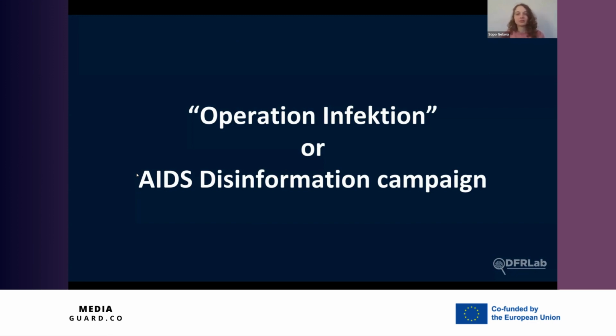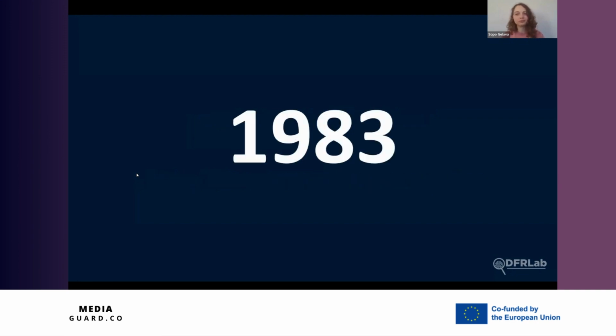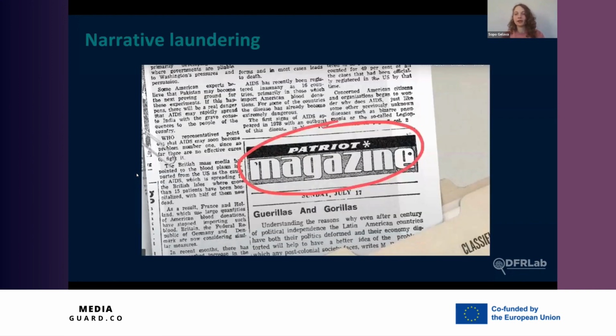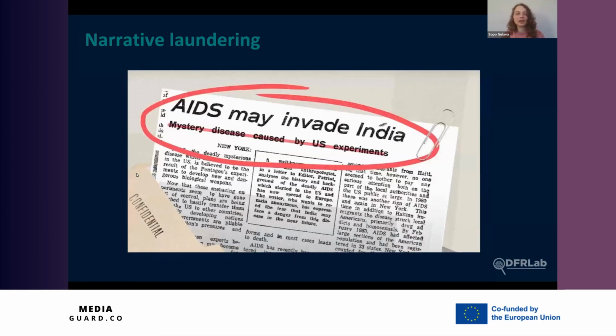The name of this was Operation Infection, also known as the AIDS disinformation campaign, and everything started in 1983 when in India, very far away from the Soviet Union, in an English language newspaper called Patriot Magazine, this article was published with this title: "AIDS may invade India, mystery disease caused by US experiments." And something to notice is that this report was reported from New York.